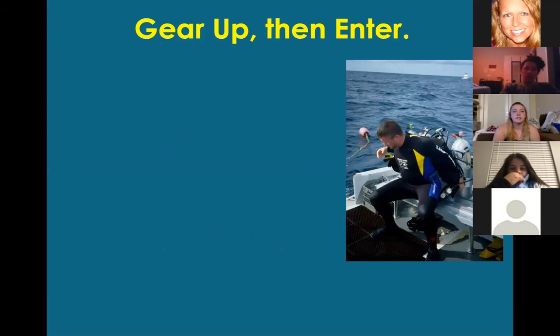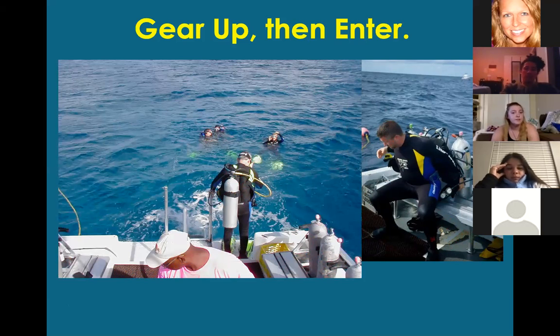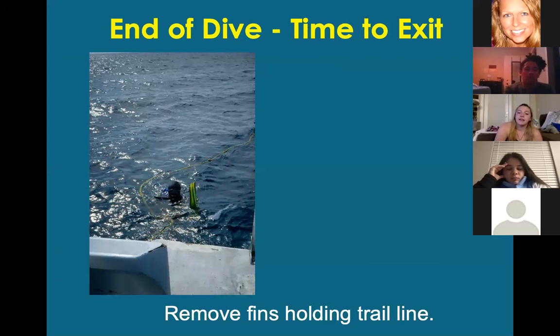So the next thing that you're going to do is gear up and then get in the water. So this is what it looks like. A lot of times there'll be a line called a no swim line. And I'm pretty sure actually it's called the trail line to be more specific. But you're going to pull yourself on that line all the way down to the anchoring line, and then you'll pull yourself down to the wreck. And then at the end of the dive, it's going to be time to exit. So the trail line runs all the way down the boat and out the back.